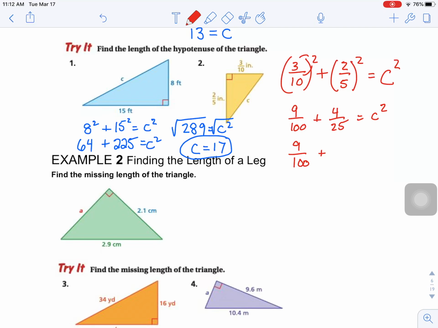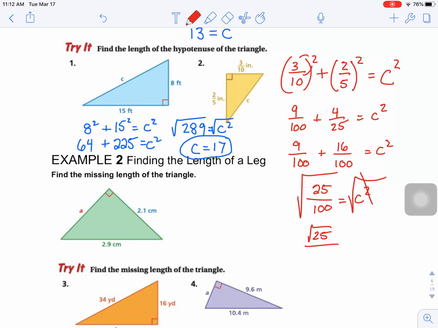So I'll make that denominator 100. That would give me 16 over 100. If I add those together, I get 25 over 100. And remember, when you're taking the square root, you could do the square root of each piece individually. Let me rewrite that so it's a little more clear. If I take the square root of the entire piece to get c by itself, that's like saying I could do the square root of 25 over the square root of 100, which would give me 5 over 10, which would simplify to 1/2. So c is equal to 1/2.